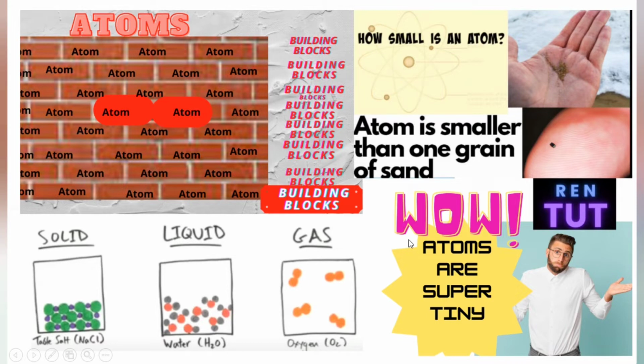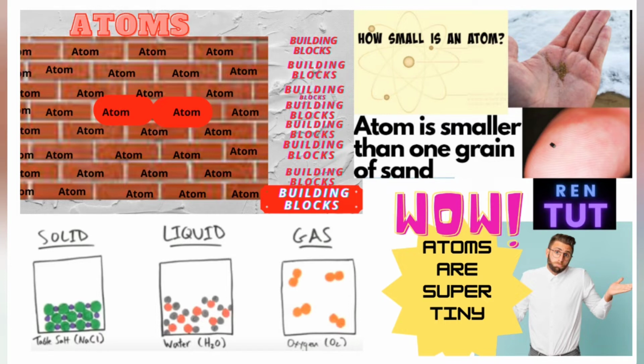Atoms are the building blocks. Now if you can visualize, a wall is made up of bricks, right? The bricks are the building blocks of a wall. One brick is attached to another brick. You can see atoms are shown in the form of bricks. They are the building blocks of everything we see.